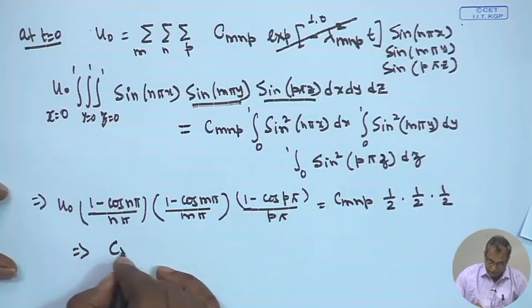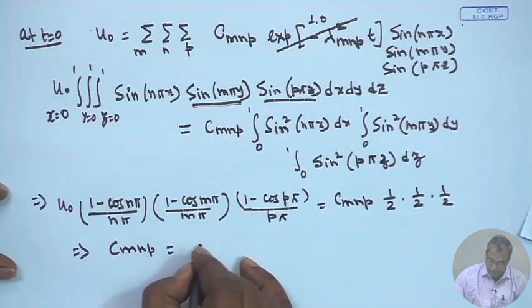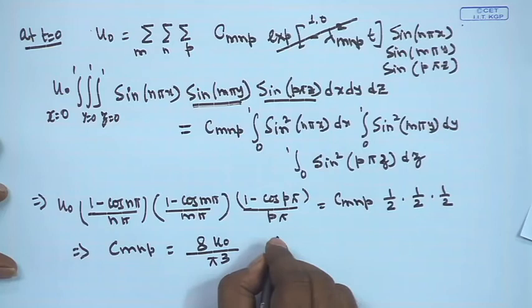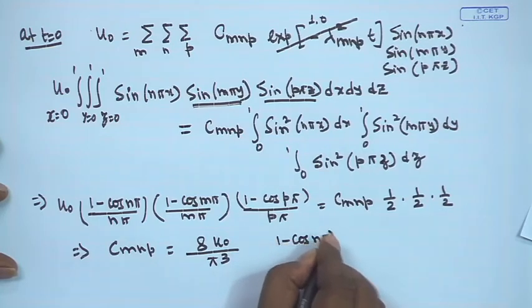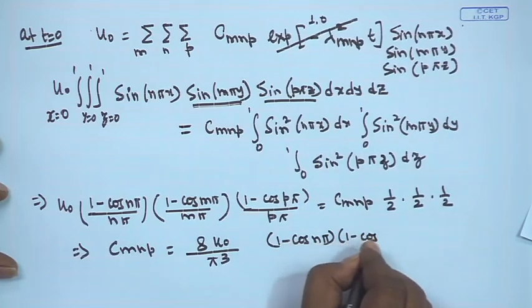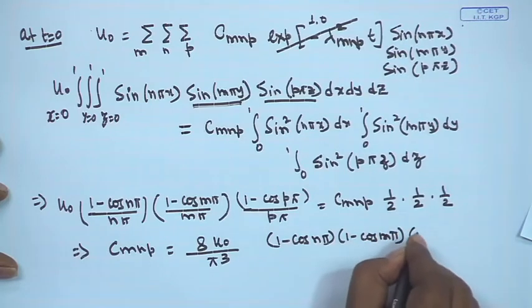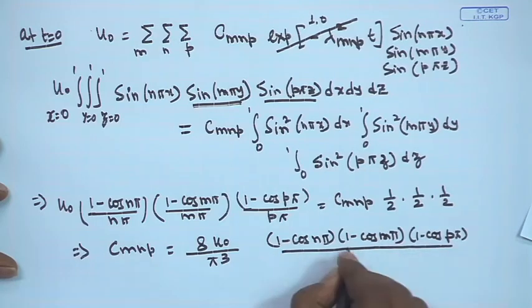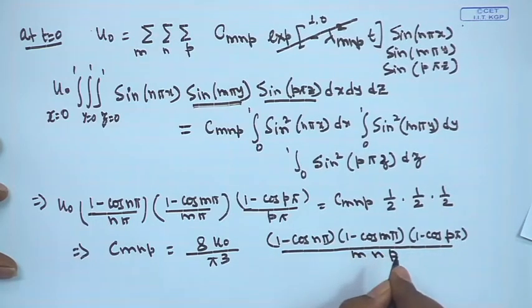So, C_mnp will be nothing but 8 u naught over pi cube, times 1 minus cosine n pi, 1 minus cosine m pi, 1 minus cosine p pi, divided by m n p. So, that will be the expression of C_mnp, and we are coming closer to our complete solution.